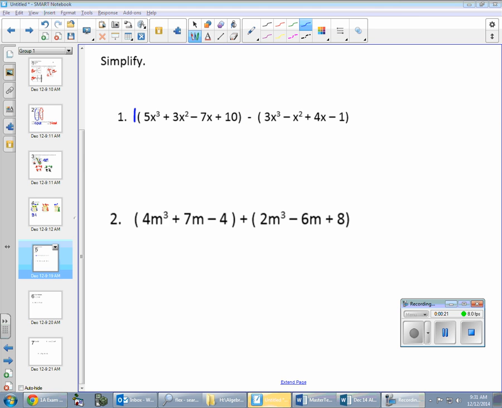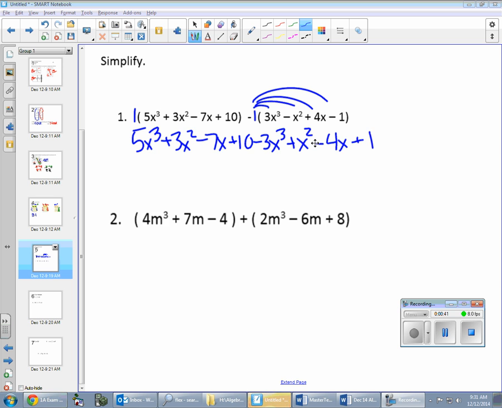You need to think about it in terms of distributing a 1. A positive 1 will not change anything. So these first set of parentheses don't really affect the problem. But the second set, when you distribute a negative 1, you're subtracting all of the terms inside the quantity. So it'll be minus 3x cubed plus x squared minus 4x plus 1. So all of these signs are going to flip because you're subtracting all of the terms inside the polynomial.